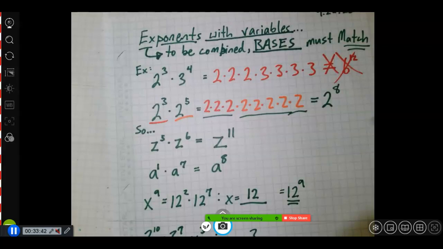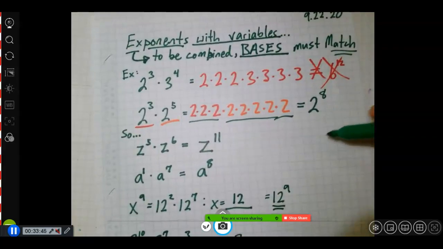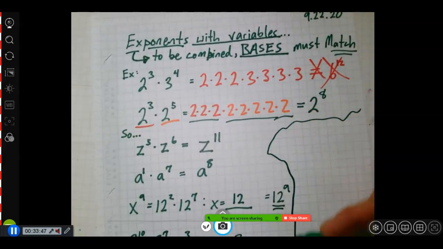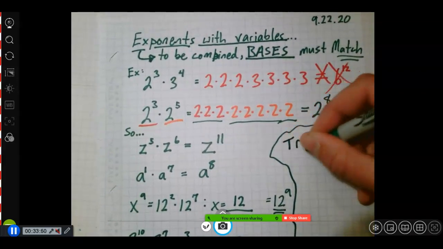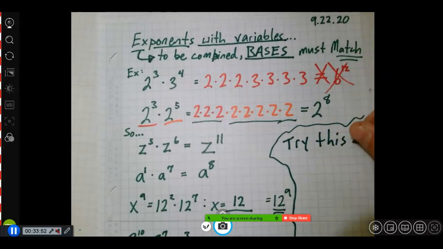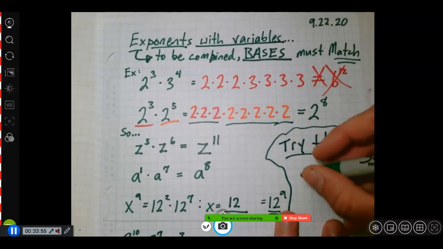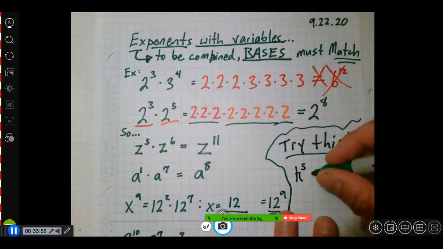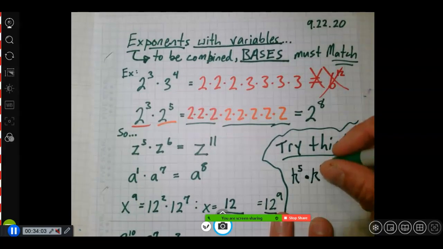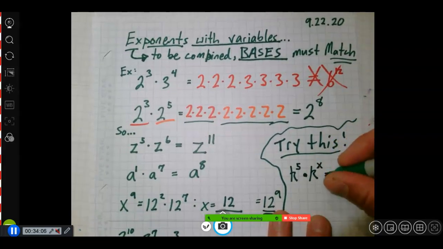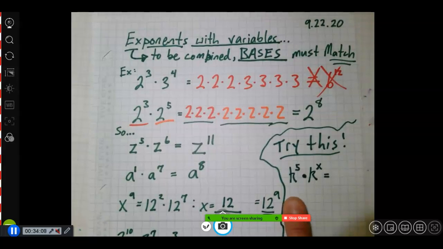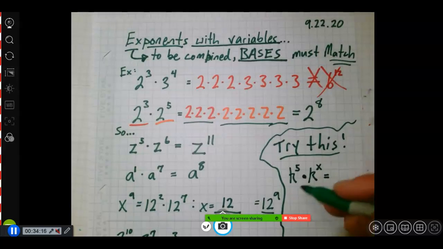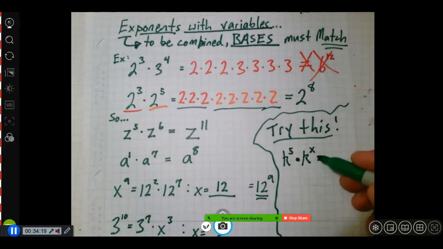I've got a pop quiz. Not really a pop quiz because I don't believe in those. Test yourself. Try this. What if I gave you k, sorry, it's a lowercase k. I was trying to think of a letter that doesn't look like a number. k to the 5th times k to the x.